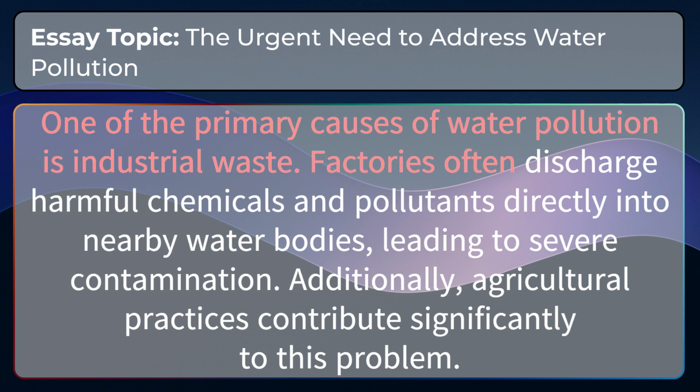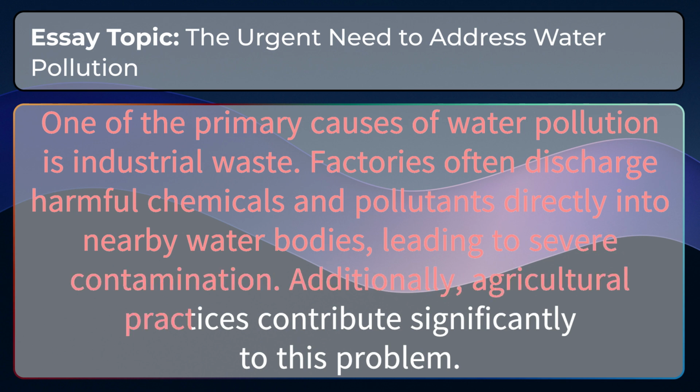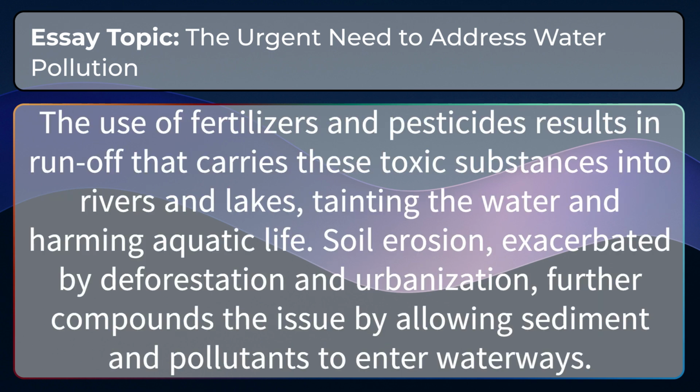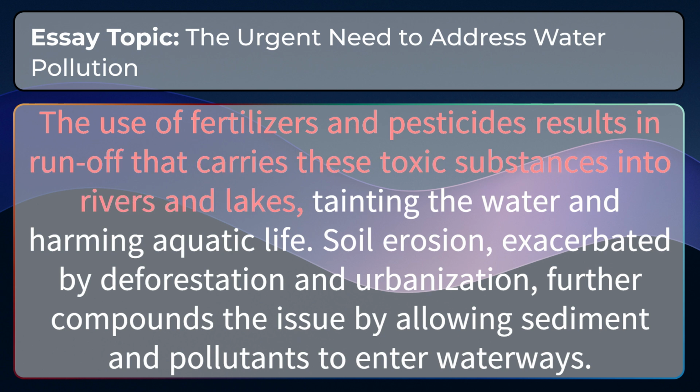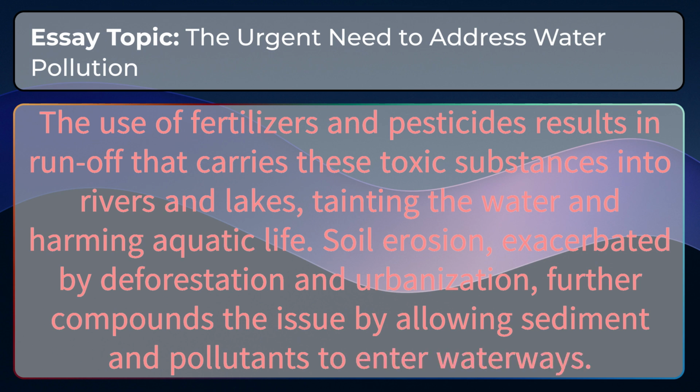One of the primary causes of water pollution is industrial waste. Factories often discharge harmful chemicals and pollutants directly into nearby water bodies, leading to severe contamination. Additionally, agricultural practices contribute significantly to this problem. The use of fertilizers and pesticides results in runoff that carries these toxic substances into rivers and lakes, tainting the water and harming aquatic life. Soil erosion, exacerbated by deforestation and urbanization, further compounds the issue by allowing sediment and pollutants to enter waterways.